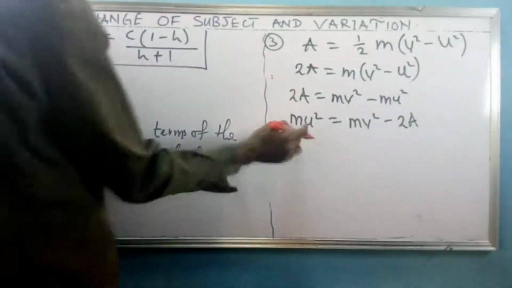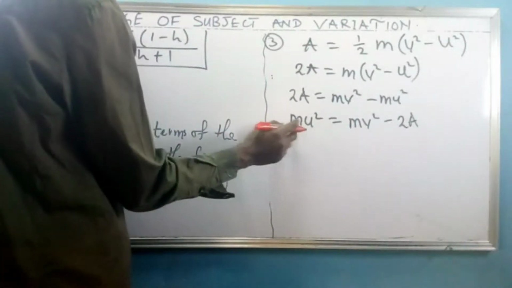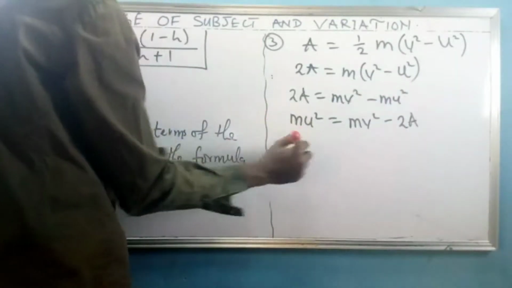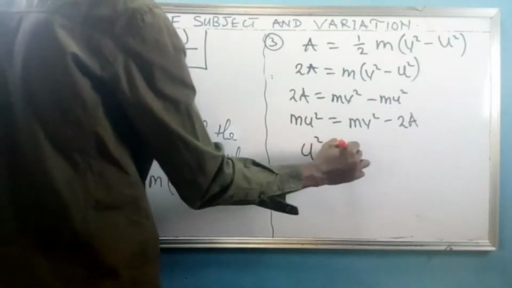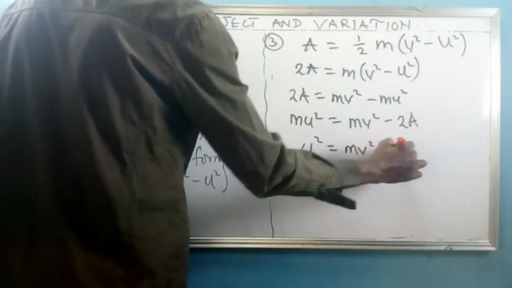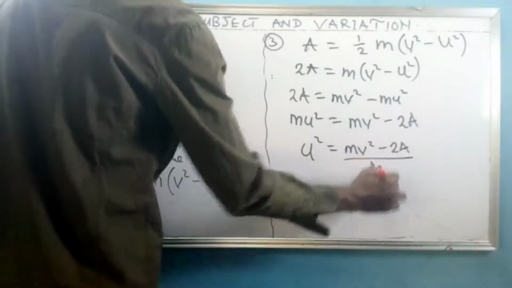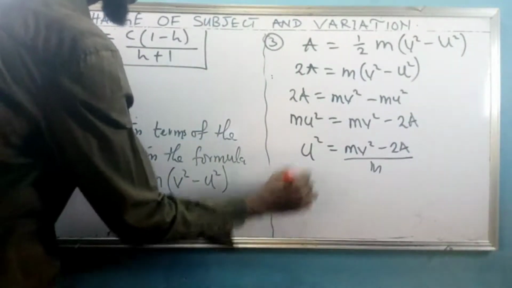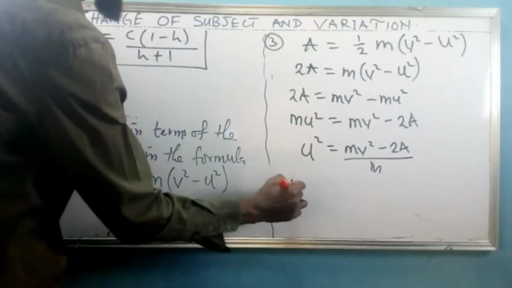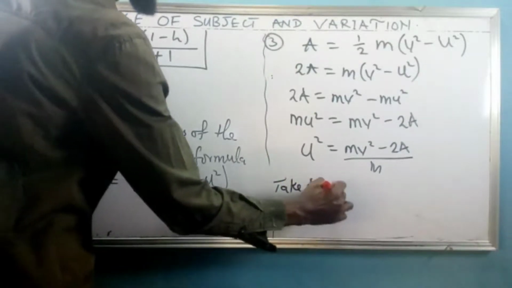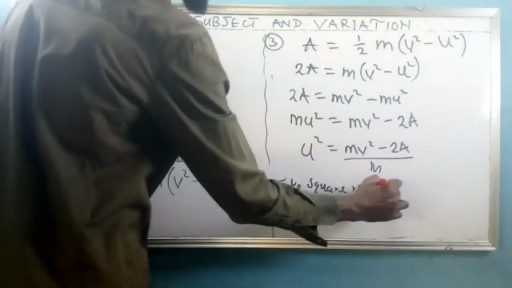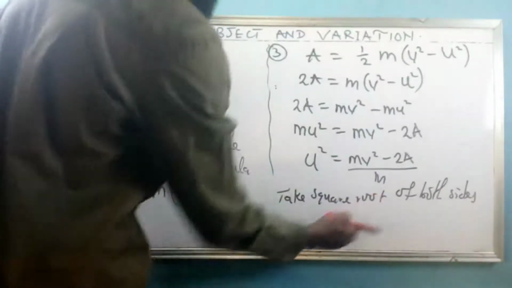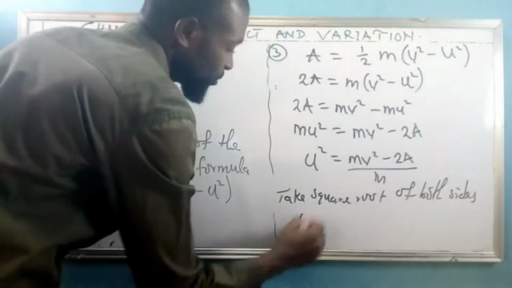The next thing, you divide through by this m in front here. You don't want this m here, it's multiplying u square. Let's go and divide the other side. That is, divide through by m. So you have u square is equals to mv square minus 2a over m. The last point will now be take square root of both sides. You see this is in square, and the opposite of square is square root. Take square root of both sides, and you're going to have u stand alone now.